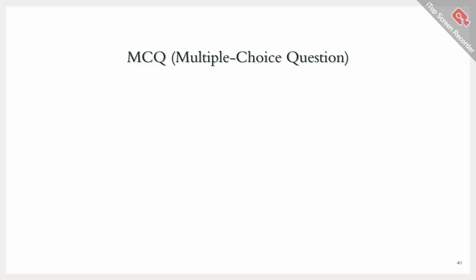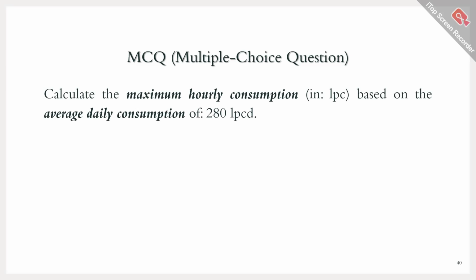Now we'll move on to our next MCQ. Calculate the maximum hourly consumption in LPC based on the average daily consumption of 280 LPCD. Option A is 18, option B is 17.5, option C is 17, option D is 18.5. LPC means liter per capita.